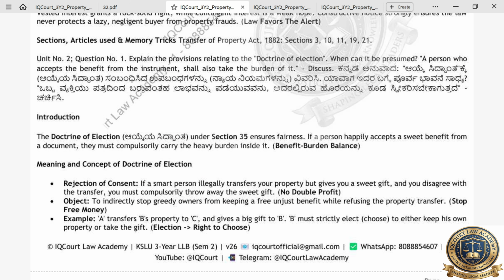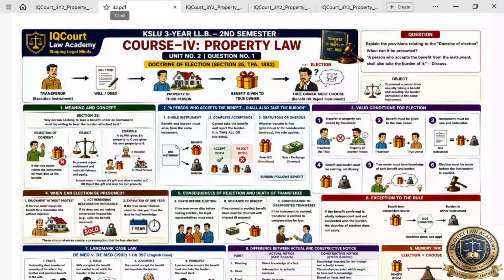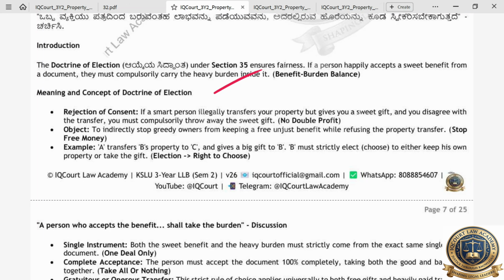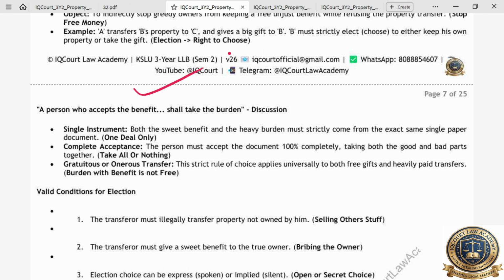Under Section 35, the doctrine of election ensures fairness. If a person happily accepts a sweet benefit from a document, they must compulsorily carry the heavy burden inside it. They should accept both burden and benefit. Otherwise, they have to reject both. They can't say, I will accept the gift, I will not accept the burden. They can't say that. Meaning and concept of election: a person who accepts the benefit shall take the burden.